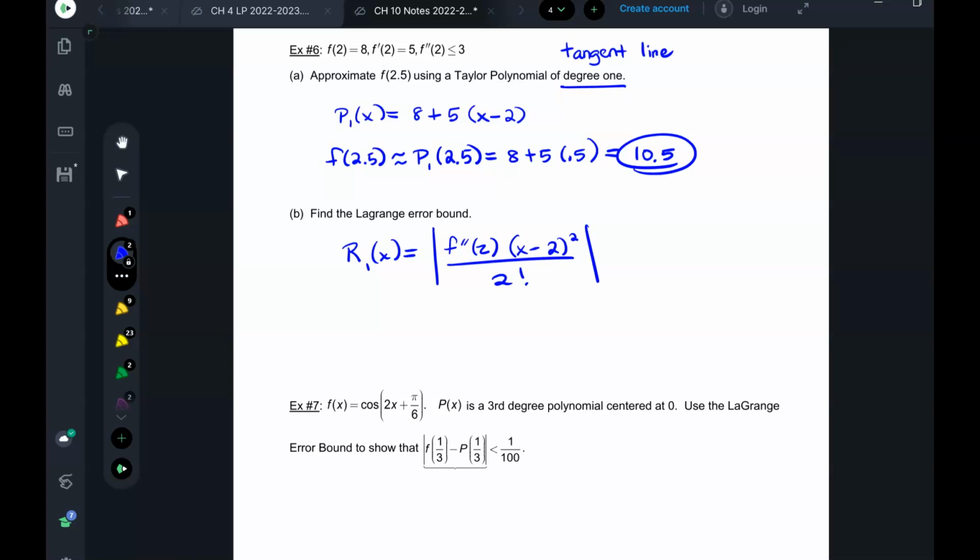Since they basically gave us this, by the way, you would often see it written like this on a FRQ.